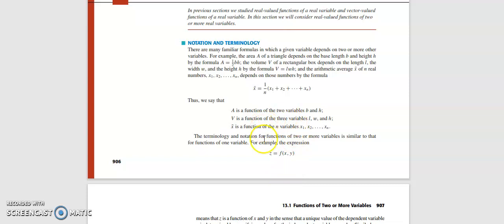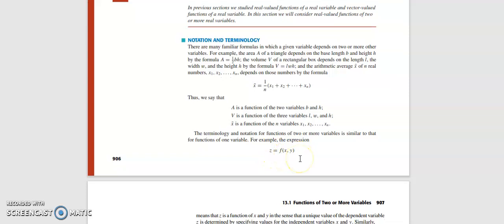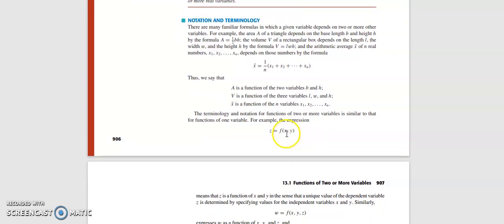Okay, so the representation of a function of 2 variables is in this form. We usually express it in the form z equal to f of x, y. Here this means z is a function of x and y. So corresponding to the values of x and y, we obtain z. x and y are the input values.